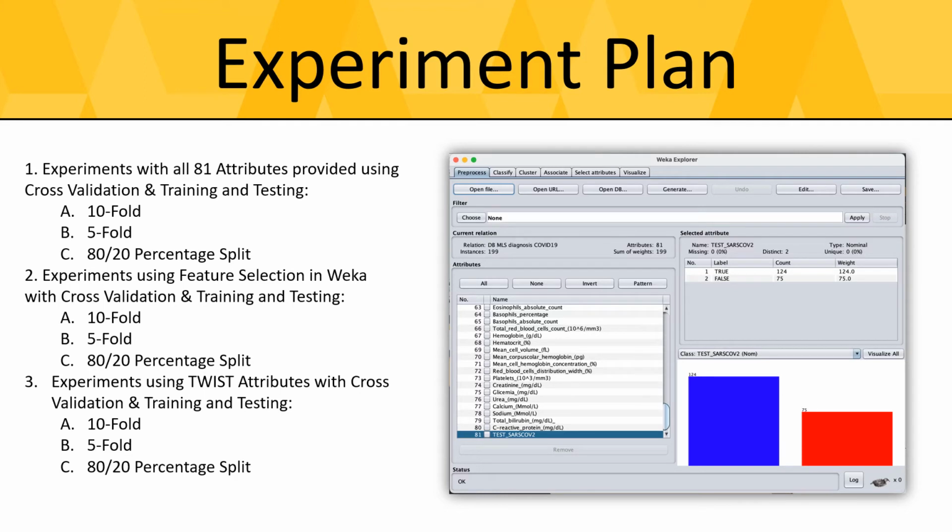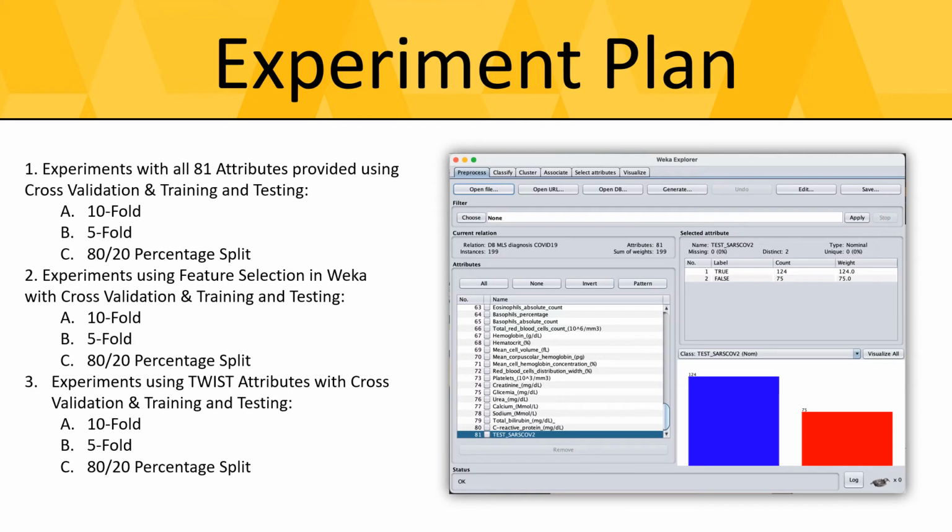Our experiment plan consisted of 3 experiments, all of which we use 5-fold and 10-fold cross-validation, as well as an 80-20 split, where 80% of the dataset was used for training and 20% was used for testing.